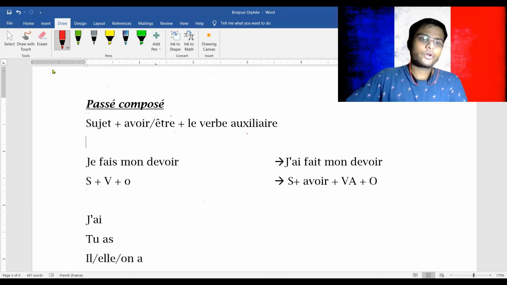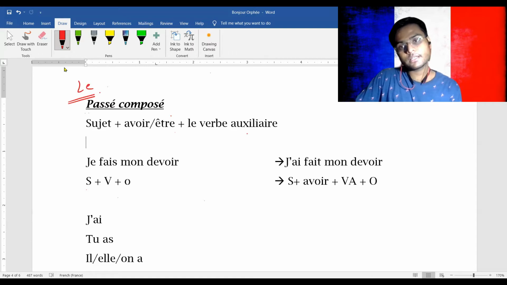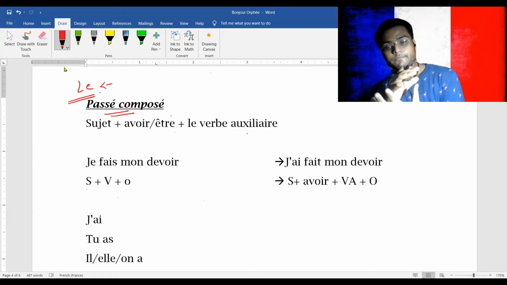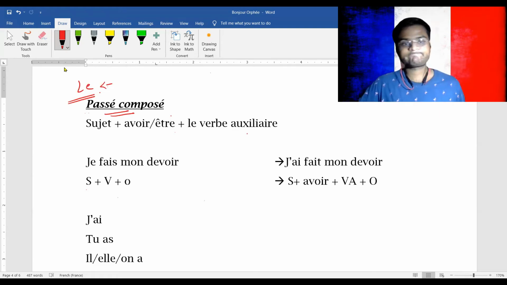Namaste guys. So today the topic is le passé composé. Always remember that you need to add an extra le, la or les article before writing even normal things like passé composé, le passé composé. All right. So without wasting our time, first of all, let's understand what is passé composé.